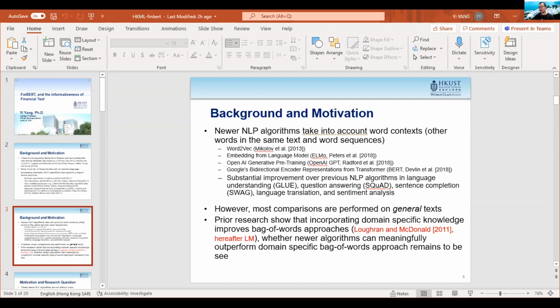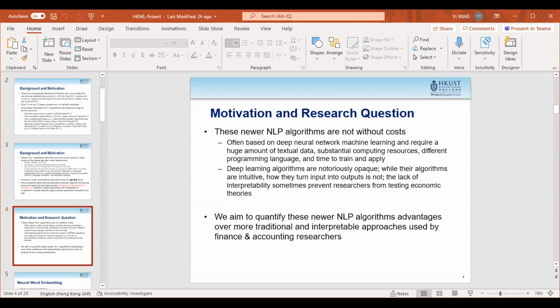There's some research showing that by incorporating domain-specific knowledge, such as the LM dictionary, we can improve the model's performance on a specific domain. Which motivates us to try to train a BERT model for finance text, a finance domain-specific BERT model. However, training those models is costly. There are no existing models available in the finance domain.